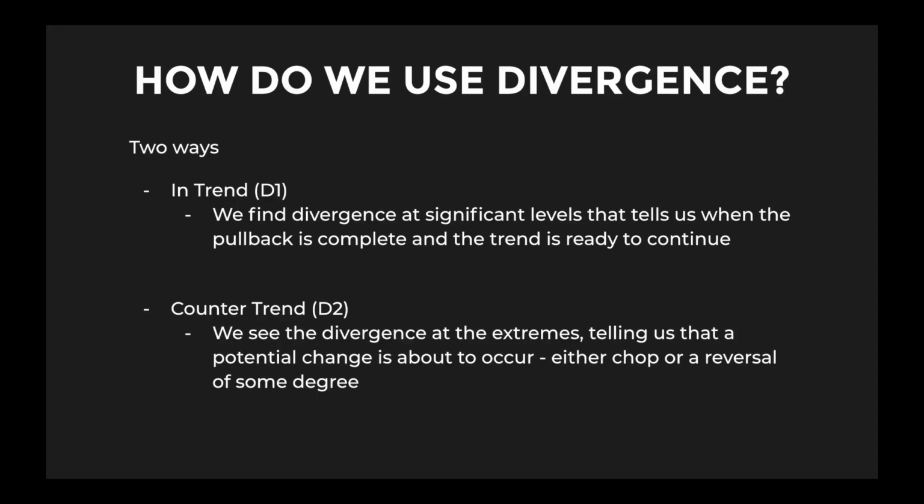The second way is our counter trend entry, which is the D2. This is divergence that you see at the extremes, and this is telling us that a potential change is about to occur, either chop or a reversal of some degree. It's important to distinguish the differences between these two. Your D1 entries are going to come when the L50 and the EMAs and all the higher time frames agree with the direction of trend. Your D2 is going to be a less probable trade, and it's going to present at a different point in the movement of that market. It's going to present maybe at overbought, or maybe it's going to present at ADR max or at the high of day, off those significant levels, which would then signal a reversal.